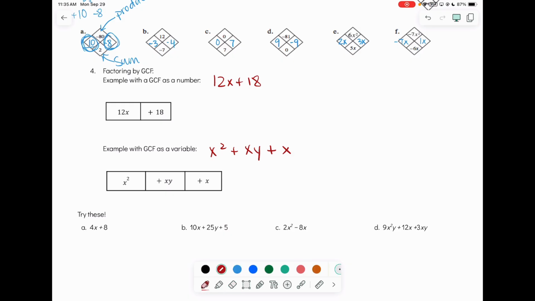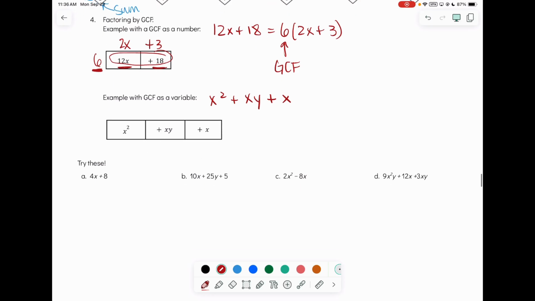Do you guys remember the cake method from a long time ago in elementary school? No? You guys never use a cake method? Well, here you go. If I have something in common between these two, you take it out outside. Then what do I need to multiply 6 with to get 12x? 2 and x. And then what do I have to multiply 6 by to get 18? So +3. So this equals GCF 6 times (2x + 3). And what you have left over becomes your new binomial. You got it? Yes? Okay.